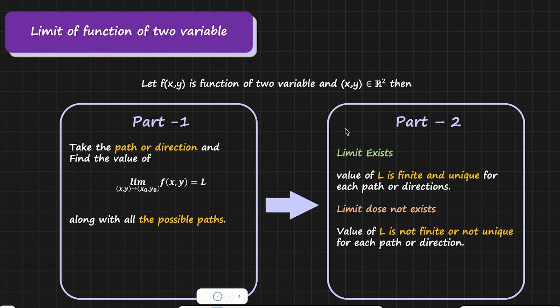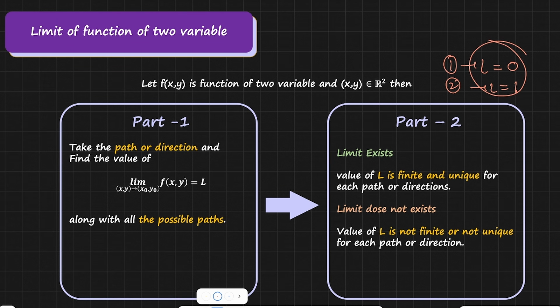Part 2 is the limit existing. The second type of question is: if the value of L is finite and unique for each path or direction, then the limit is said to exist. Limit exists means the value for each different path is finite and unique, then you will say your limit exists. If the limit is not finite or not unique, say for the first path you get L equals 0 and for the second path you get L equals 1, this is not unique.